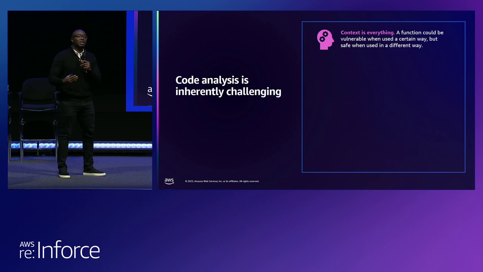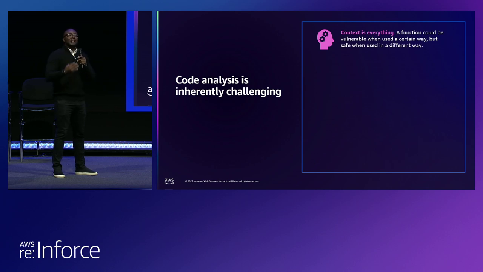And that's exactly what the issue of false positives is about. One tool could call something a vulnerability and another one might not, because it depends on how context is processed. So this is one of the inherent reasons why code scanning is challenging.